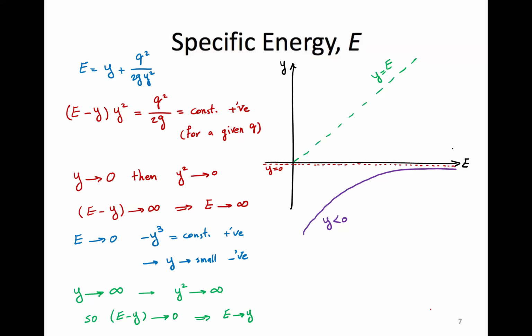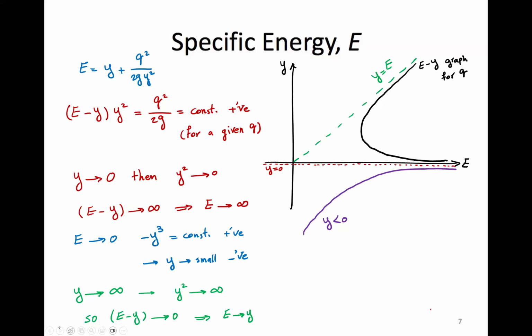Yeah, I don't like it. Let's do it one more time. Yeah, that's much better. So that would be our EY graph for this given Q, for this specific Q, right?